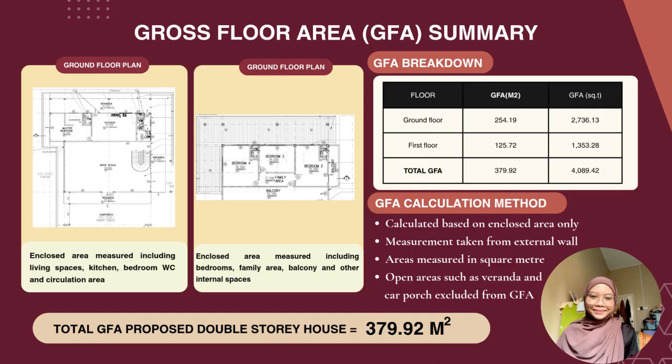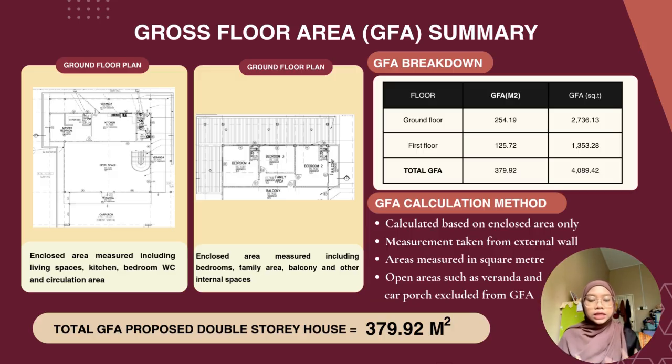Thank you. Next, we will be moving on to the GFA summary, which means the gross floor area of the ground floor and the first floor. For the ground floor, we calculated all enclosed areas except for the open spaces, which are the car porch and veranda. The same goes for the first floor. For the GFA breakdown, the ground floor has a GFA of 254.19 and the first floor has a GFA of 125.72, totalling 379.92.